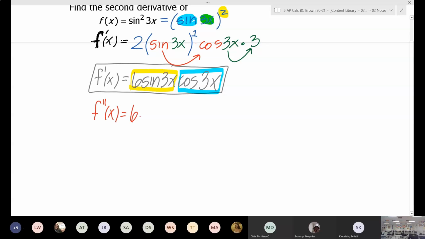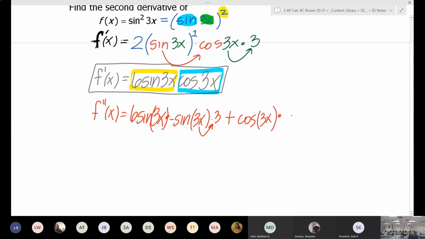So I have the first times the derivative of the second. Remember, the derivative of cosine is negative sine. Inside stays the same. Multiply that by the derivative of the inside. And then plus, I have the second, and I want to multiply that by the derivative of the first.